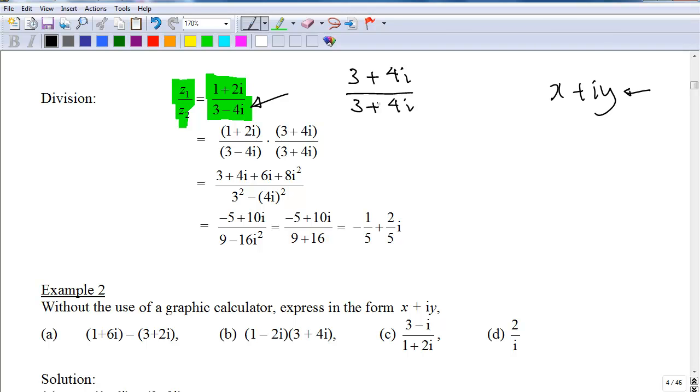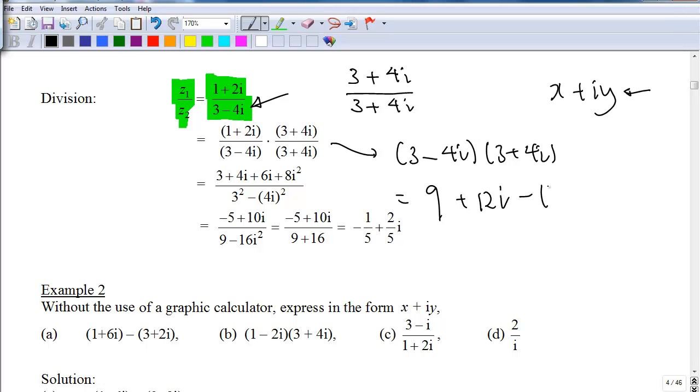Let's do this separately. If I have this piece, and I look at the denominator alone, then what happens when I multiply it out will be 9 plus 12i minus 12i minus 4i, the whole thing squared. And you realize that the 12i and the minus 12i cancel each other out. Then I get the 9 minus 4 squared is 16, i squared is minus 1. So I end up with 25.